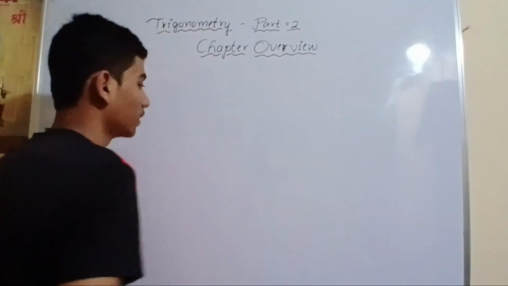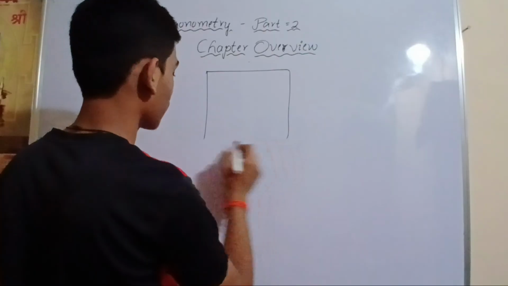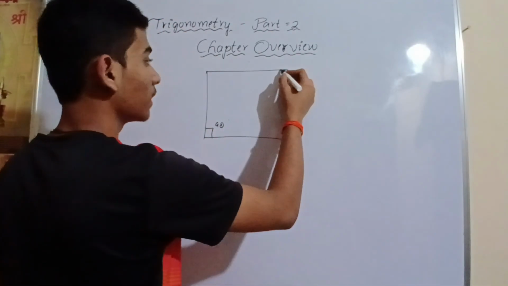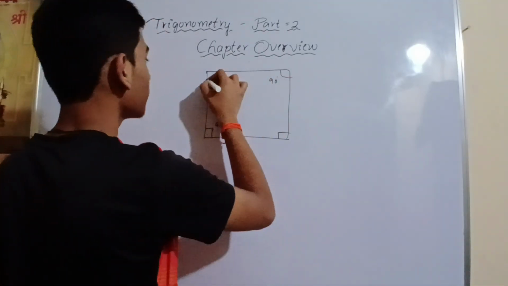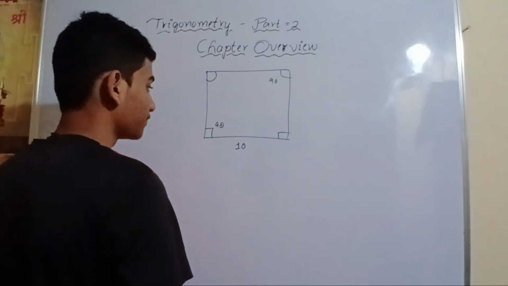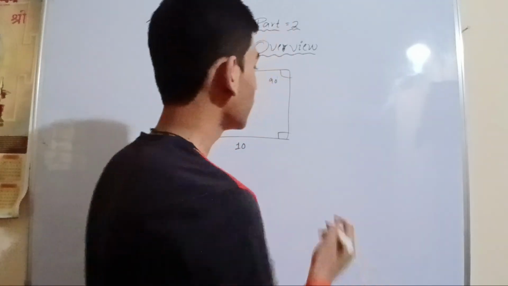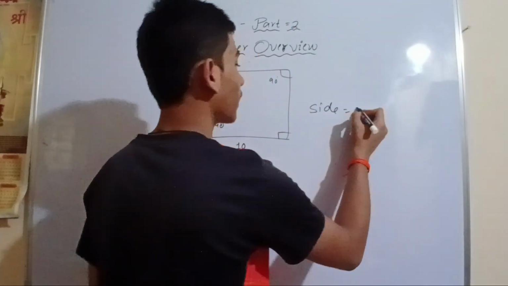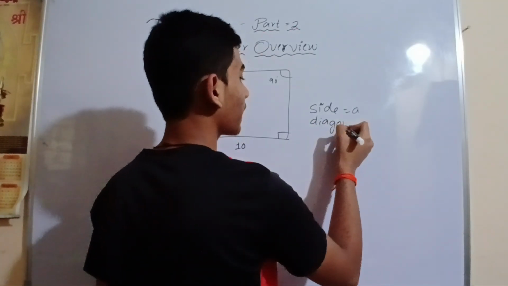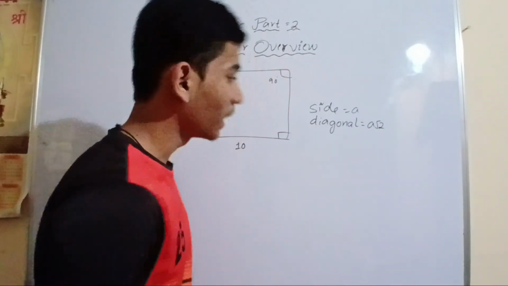And next, let us take a square. Every angle is 90 degrees in a square. This side is 10 centimeters. And remember the formula of the diagonal: if the side equals A, then the diagonal is always A into root 2. That's the value you need to remember.